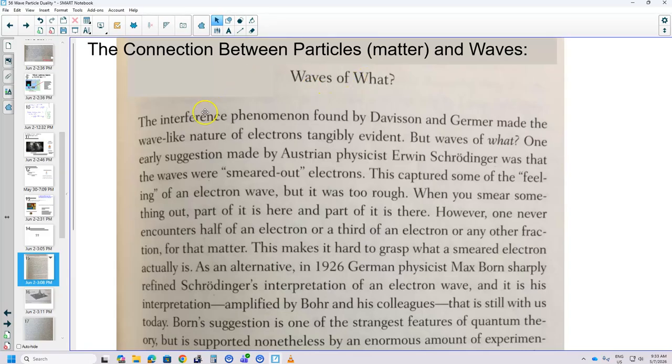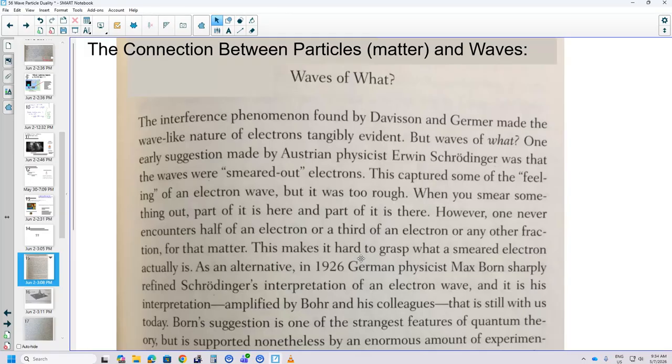Waves of what, right? Like, what are we talking about here? So the interference phenomenon found by Davisson and Germer made the wave-like nature of electrons tangibly evident. But waves of what? One early suggestion made by Schrödinger was that the waves were smeared out electrons, as it showed in the video. This captured the feeling of an electron wave, but it was too rough.